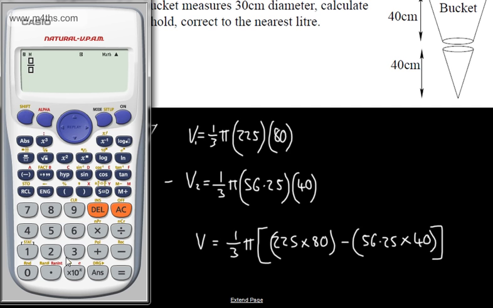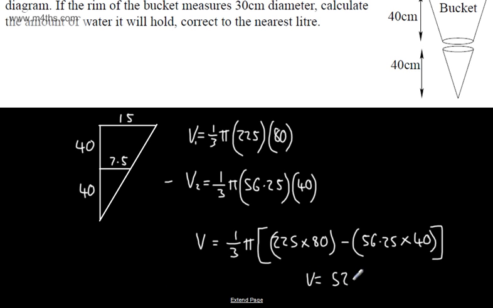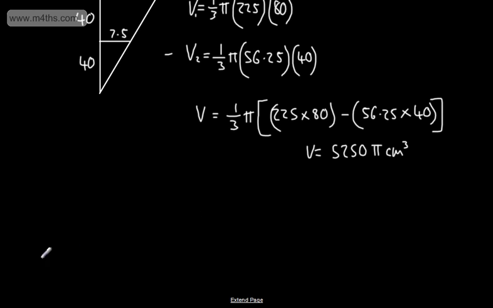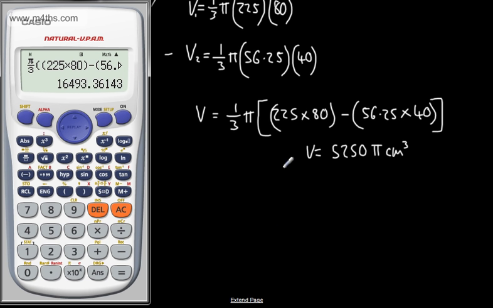All I've done is factored it here. So I can write this as pi divided by 3, or 1/3 pi. Then we're going to have now 225 times by 80. From this, we're going to subtract now 56.25 multiplied by 40. And that will give me the volume of the frustum, or the bucket. So we got 5250 pi. Let's put this on. 5250 pi. That is what we call, and remember this is centimeters cubed. This is an exact value. It's in terms of pi. So if I wanted to do that now, we've got this number here.